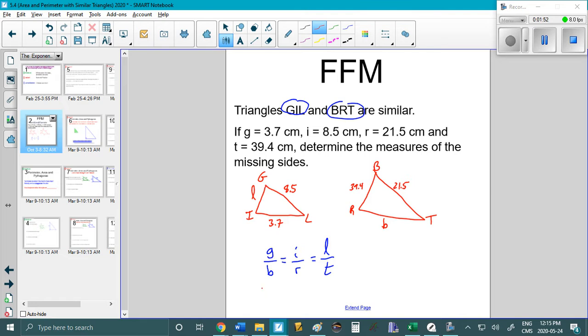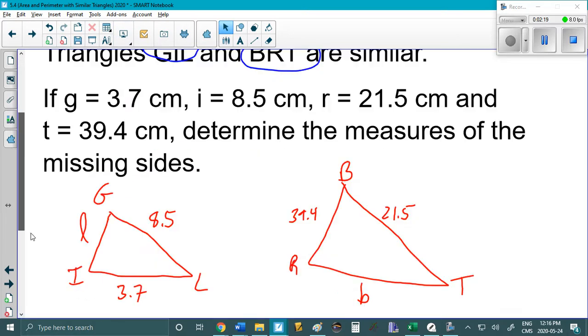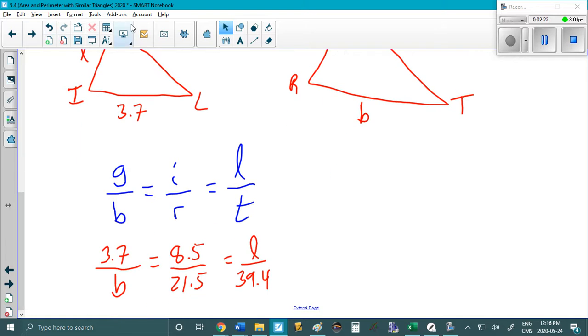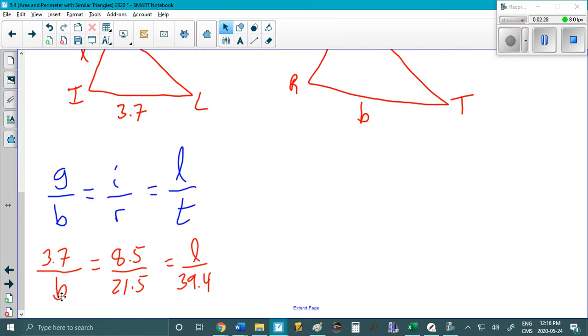G is 3.7 over B. We don't know B. Equals I, which is 8.5, over R, which is 21.5, equals L, which we don't know, and T, which is 39.4. Okay, so what you should notice here is we've got three ratios, as we should. There's three pairs of sides. One of the ratios is complete, which is good because we need that. And each other ratio is only missing one thing. So this is an ideal situation.